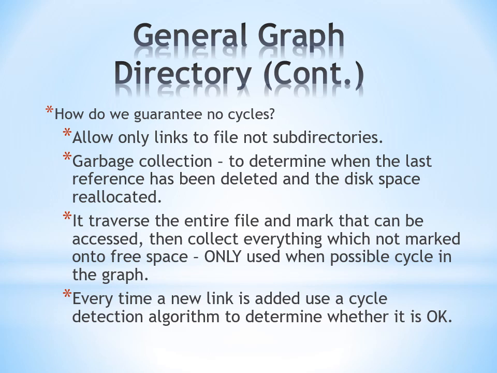So the general graph we normally use when there is a possible cycle in the graph. So how does it detect whether there is a cycle or not? We have what we call a cycle detection algorithm to determine whether this directory actually has a cycle or not.